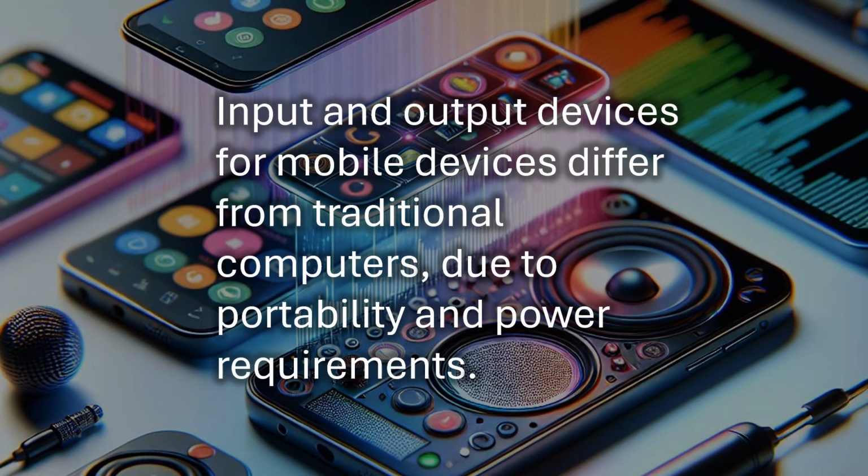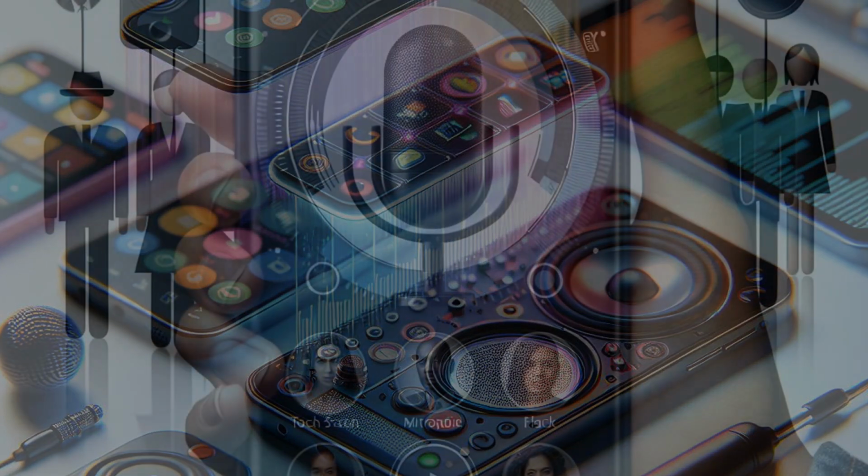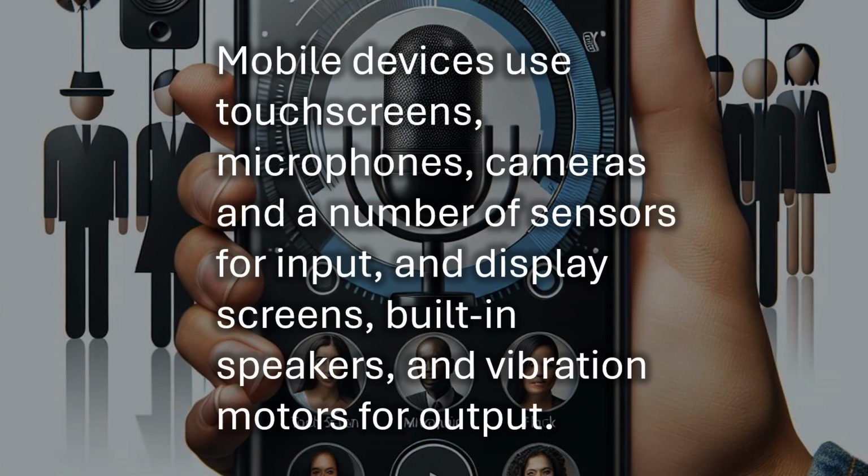Input and output devices for mobile devices differ from traditional computers, due to portability and power requirements. Mobile devices use touchscreens, microphones, cameras and a number of sensors for input. And display screens, built-in speakers, and vibration motors for output.